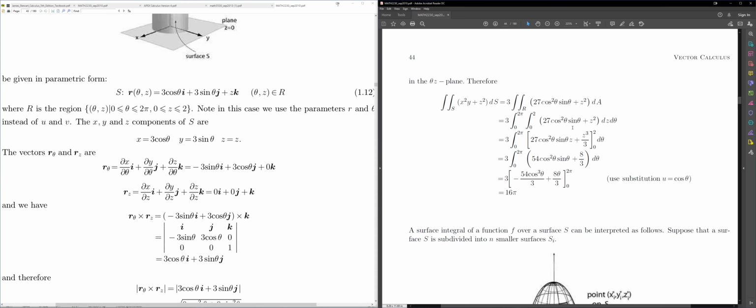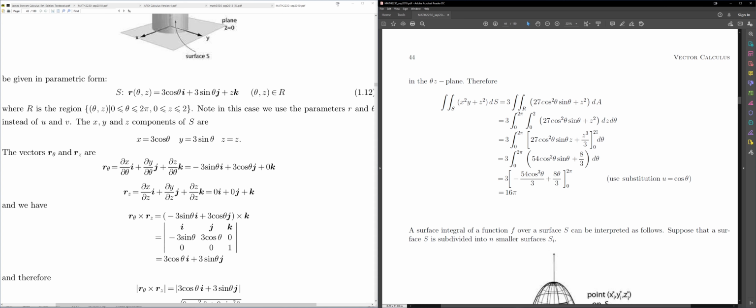Okay, and then now you do your integrals. So you integrate the inside over here. You integrate with respect to z. This 27 cos squared theta sine theta is a constant as far as z is concerned, so you're just going to get the constant times z. So that's how you get the 27 cos squared theta sine theta times z over here. And I'm integrating with respect to z, so when I integrate the z squared with respect to z, I'm going to get z cubed on 3.